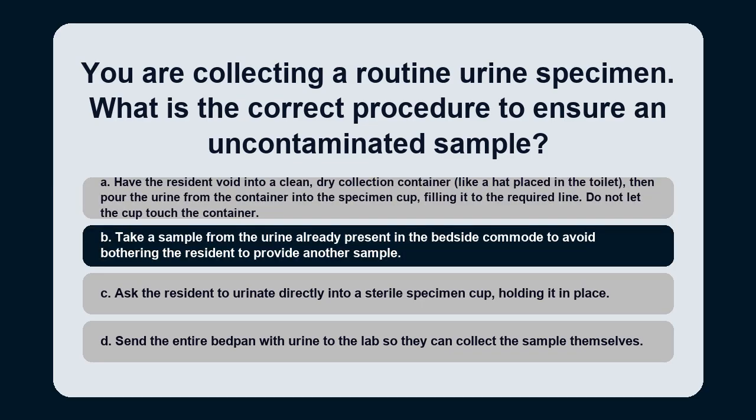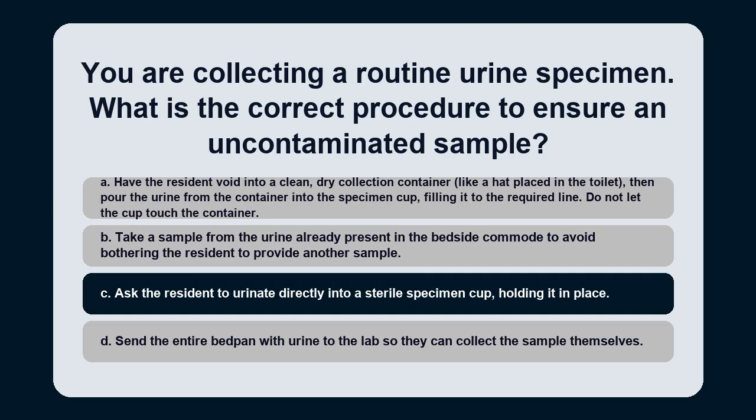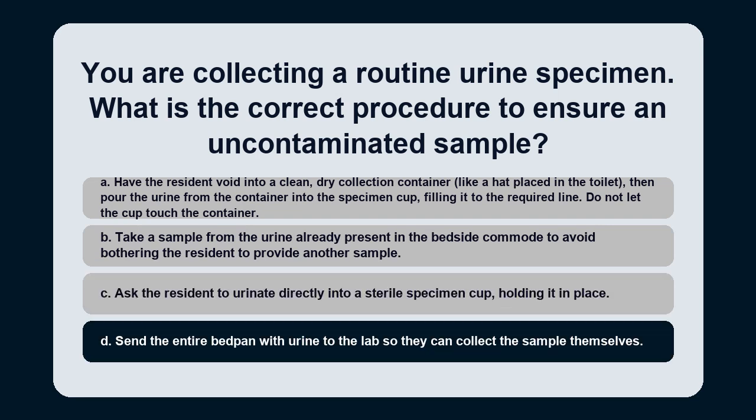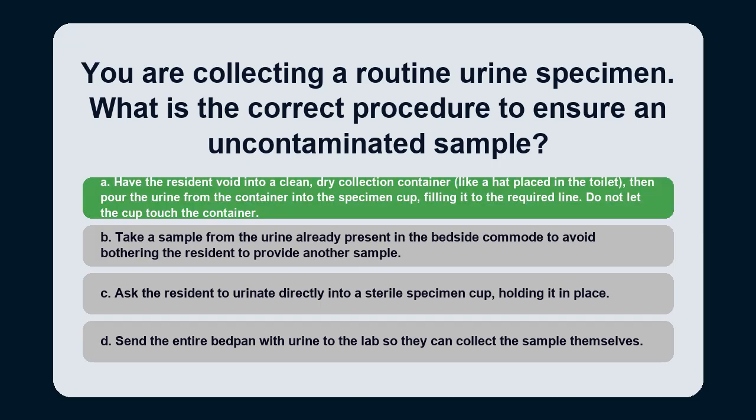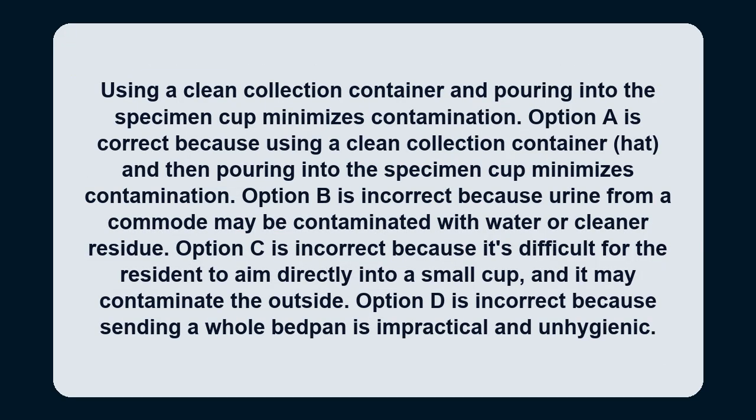Option B. Take a sample from the urine already present in the bedside commode to avoid bothering the resident to provide another sample. Option C. Ask the resident to urinate directly into a sterile specimen cup, holding it in place. Option D. Send the entire bedpan with urine to the lab so they can collect the sample themselves. The answer is A. Using a clean collection container and pouring into the specimen cup minimizes contamination.